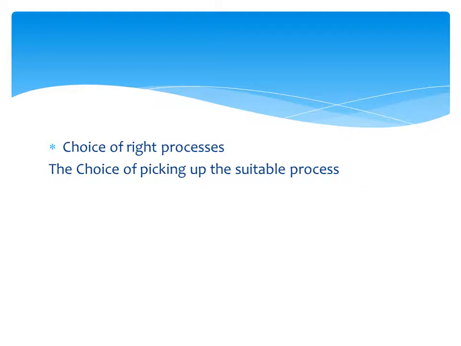Next one is choice of right process. The choice of picking the suitable process. You have n number of alternatives, so it is a good manager who can find out which one is most suitable for your organization. You need to pick out the correct alternative available to you. A, B, C plans are available, but you go for the process which is more apt to your business. More apt in the sense, the plan which is more suitable to increase the performance and the efficiency of your business more.